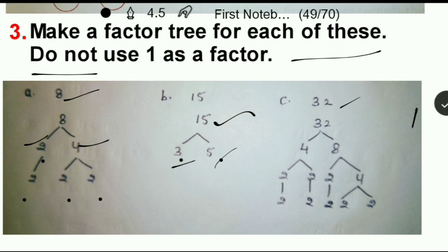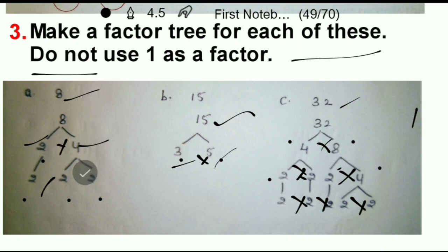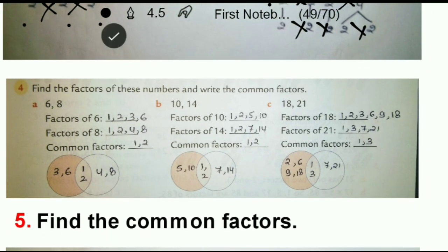Now 32. How to write 32? 4 and 8. So how to write 4? 2 and 2. And how to write 8? 2 and 4. So in this one, all these numbers are multiplied with each other. So like this we can do it.